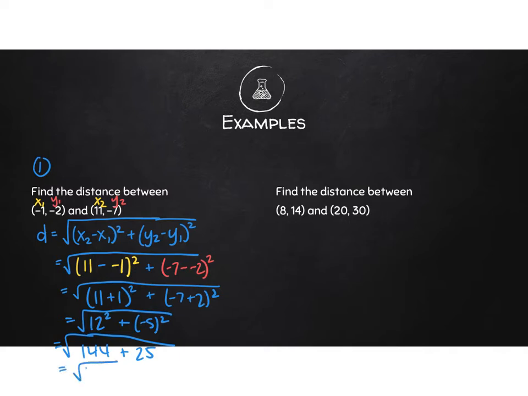Add those together, we get 169. Take the square root, because this is a perfect square, and so we get 13. All right, let's try another one.